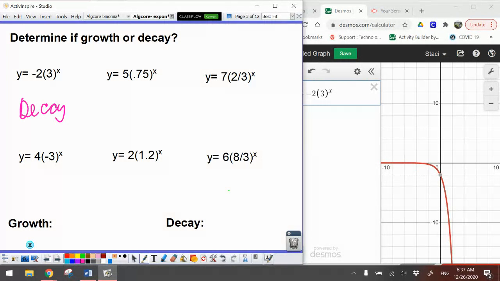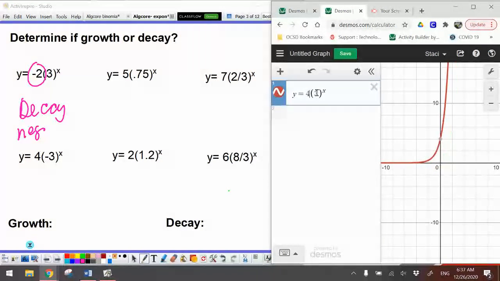So what do you think causes the decay? What makes it go down? Well, it's this negative. That negative causes it to go down. Let's try the one under it and see what happens there. So if I change this negative 2 to a 4 and I change the 3 to a negative, that doesn't even look right, does it?